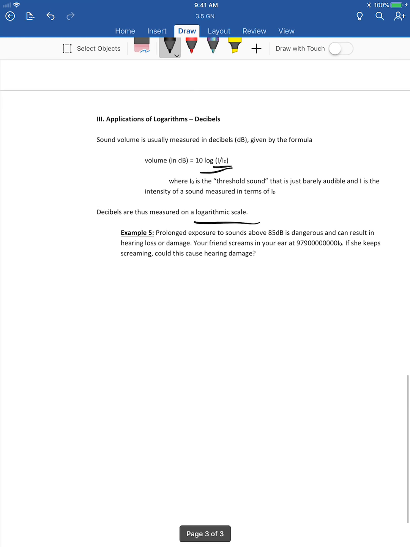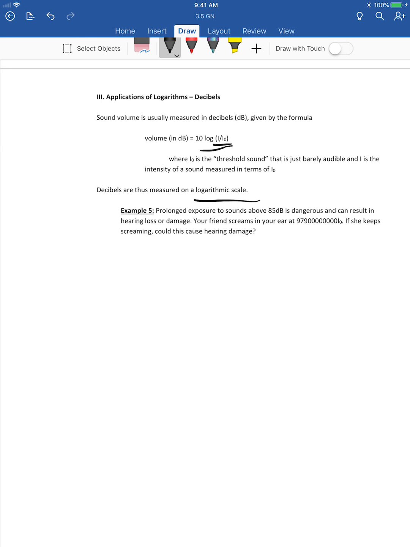So let's look at an actual example. Example 5: prolonged exposure to sounds above 85 decibels is dangerous and can result in hearing loss or damage. Your friend decides to scream in your ear at, let's count the zeros here, 97,900,000,000 I naughts. If she keeps screaming, could this cause hearing damage? Now you might say, well, obviously that's a huge number, but of course we're taking the log, so this could end up being a much smaller number. We need to take a look.